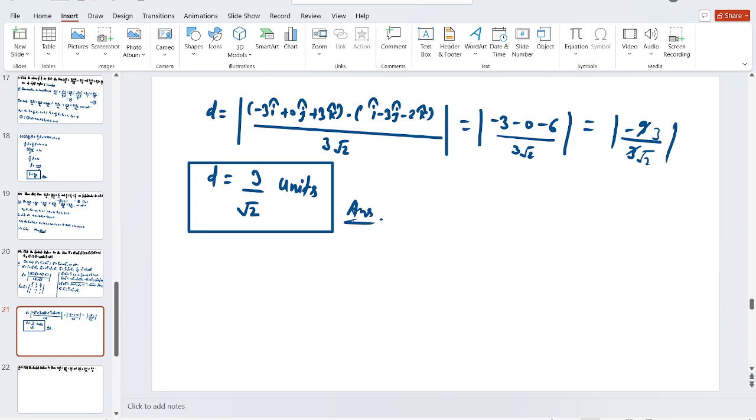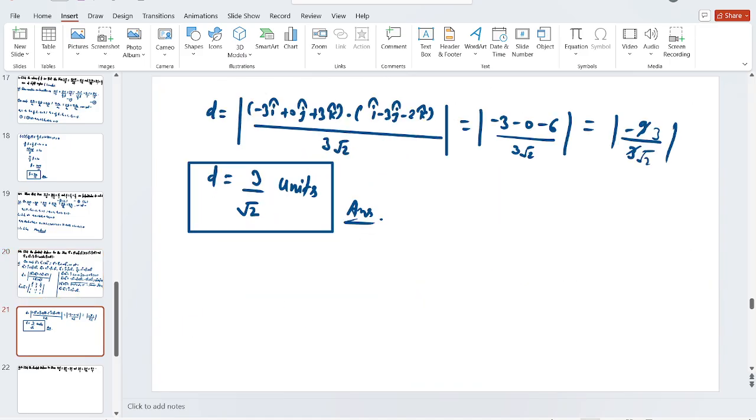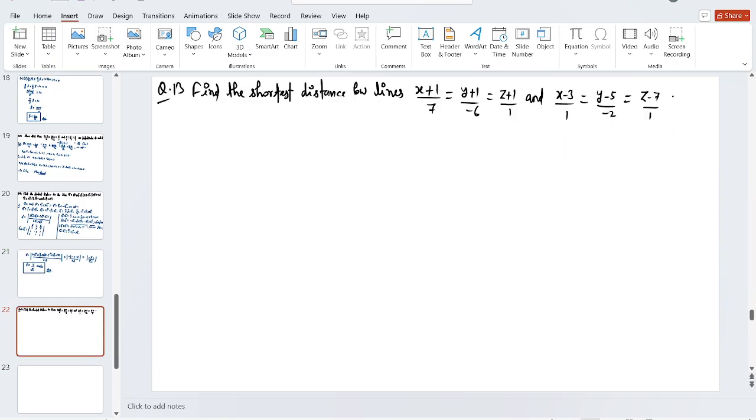Each question is weighted for 5 marks for you. You simplify here. I hope it is clear to you. So we simplify like that, and this is our answer. So we need to find the shortest distance between the lines.